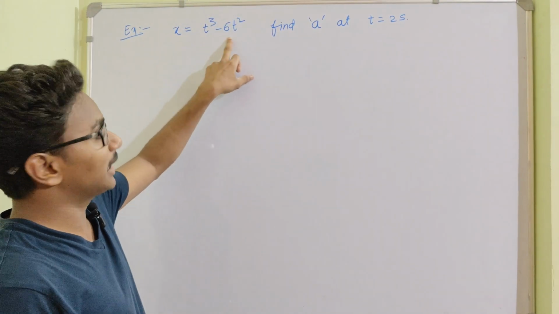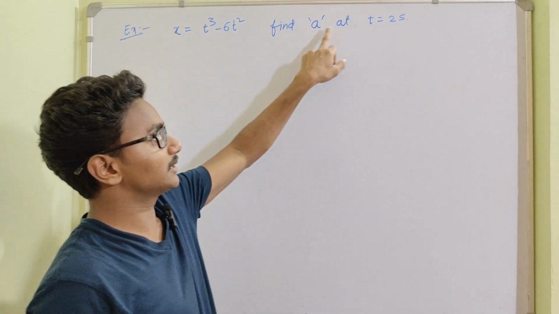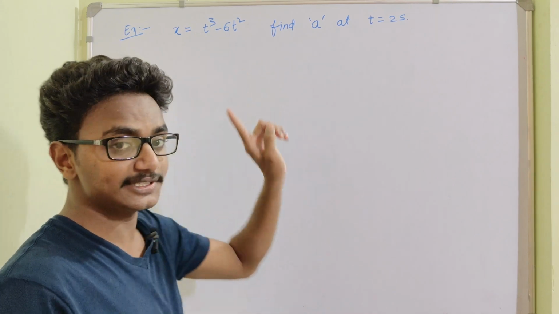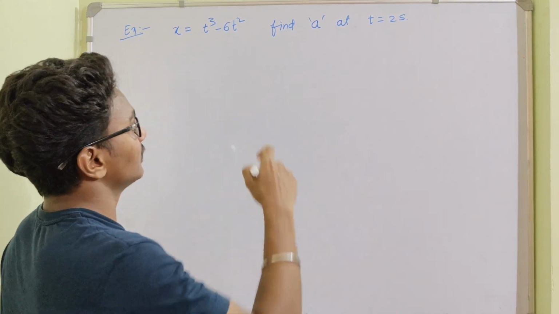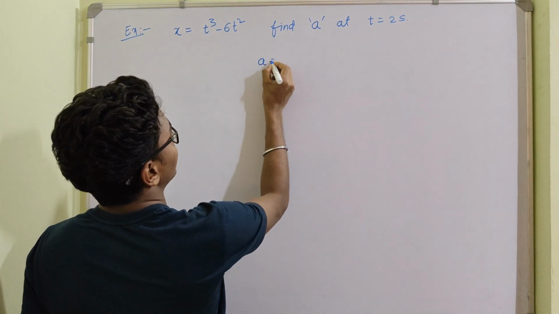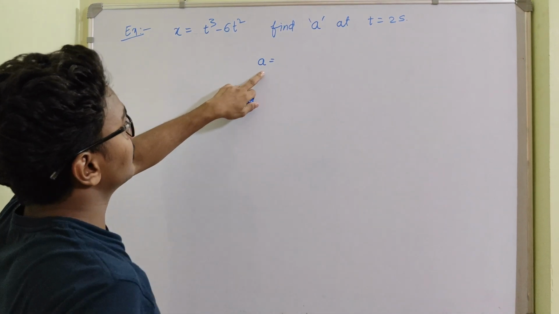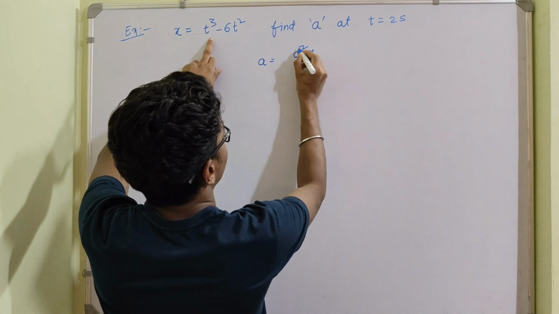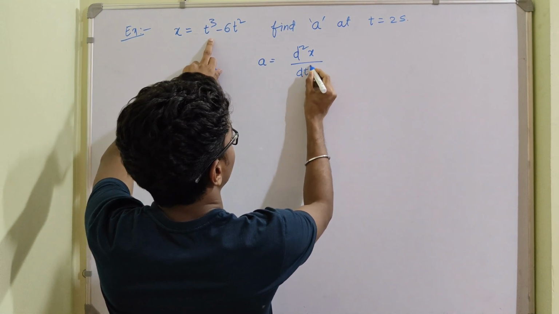x equals t cube minus 6t square. Find acceleration at t equals 2 seconds. That means indirectly he is asking instantaneous acceleration at 2 seconds. a can be defined in terms of x and t. In terms of x and t, that is d square x by dt square.